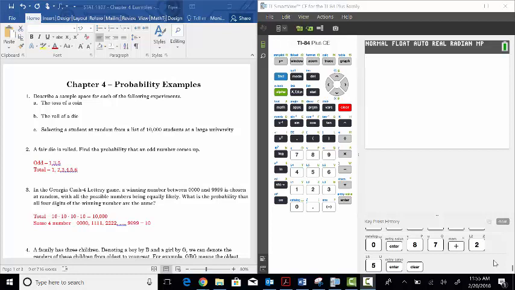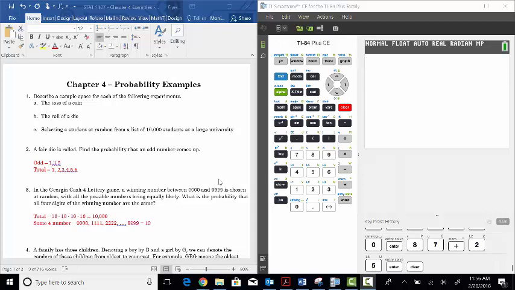Okay, this video is going to cover some examples from chapter 4, probability. Some very basic stuff, nothing too crazy. Probability does get difficult when you get into higher level statistics, but for now we're just covering some of the basic concepts of probability. Alright, so let's get started.